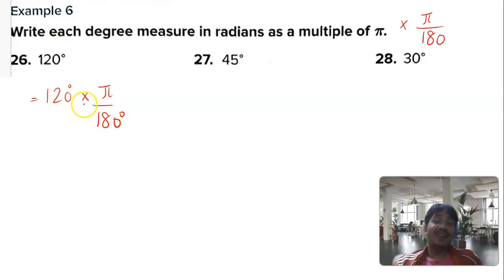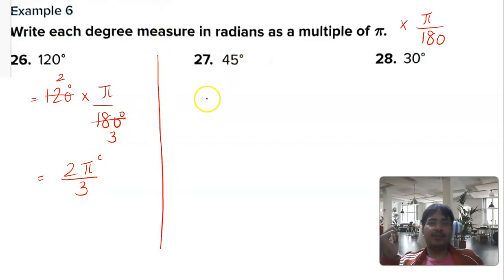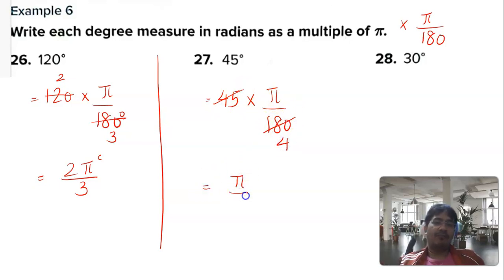120 and 180 can be divided by 60. 60 times 2 is 120. 60 times 3 is 180. So the answer is 2 pi by 3 radians. This is the symbol of radian. Similarly 45: 45 times pi by 180. It's very clear that 45 times 4 is 180. So the answer is pi by 4 radian.